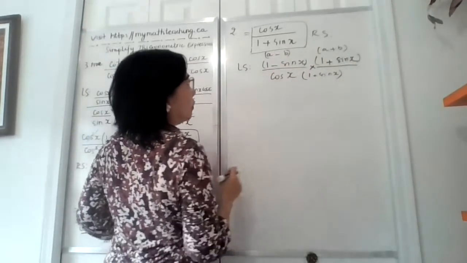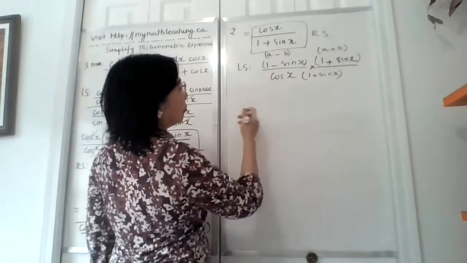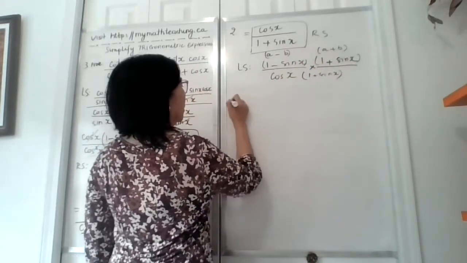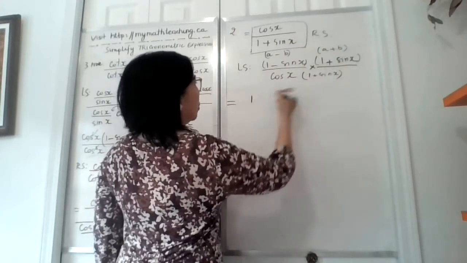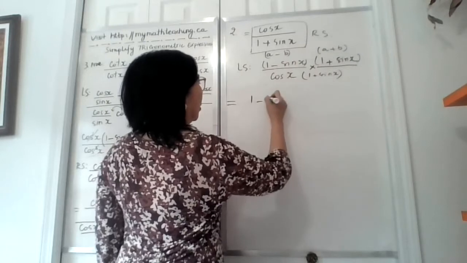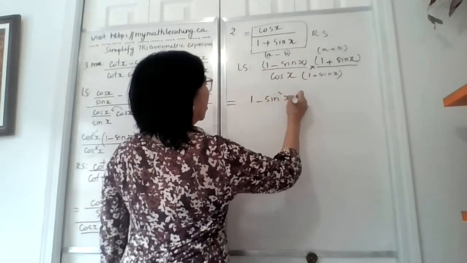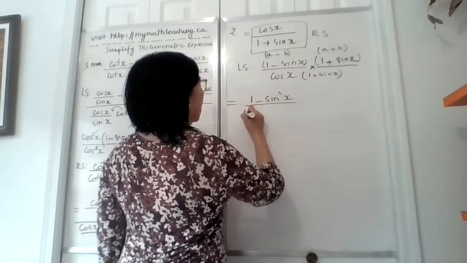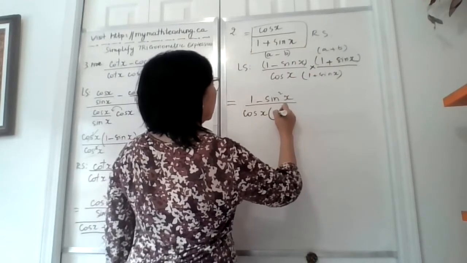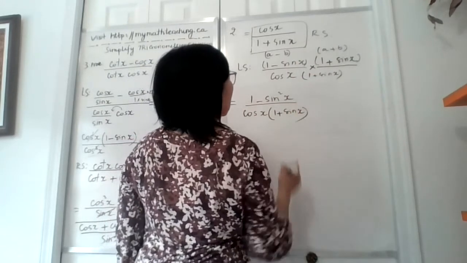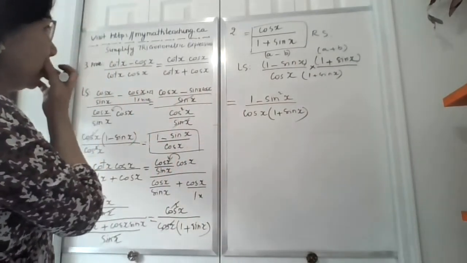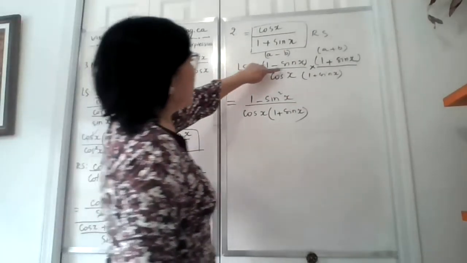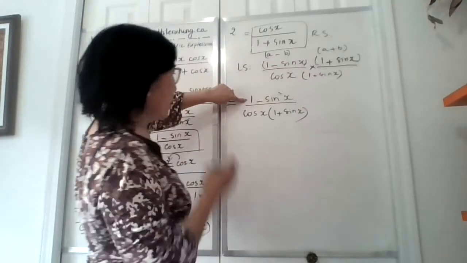And that is a quadratic function, the completing of a perfect square. So this will lead into a square minus b square. And our a is 1, our b is sine square. So 1 minus sine square x over cos x times 1 plus sine x. So when I multiply with this, I get this.